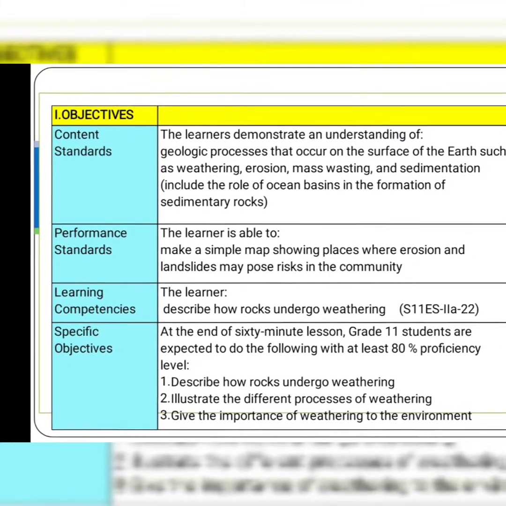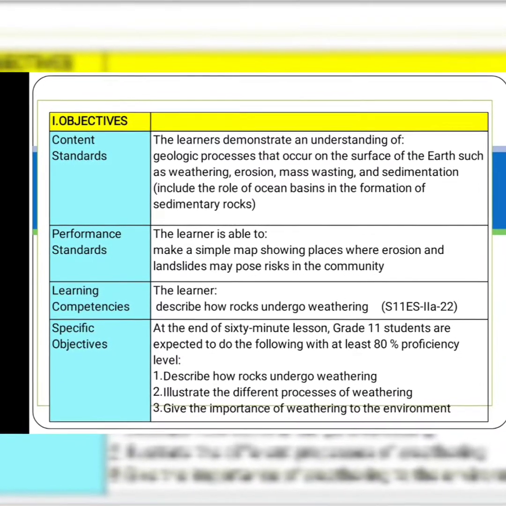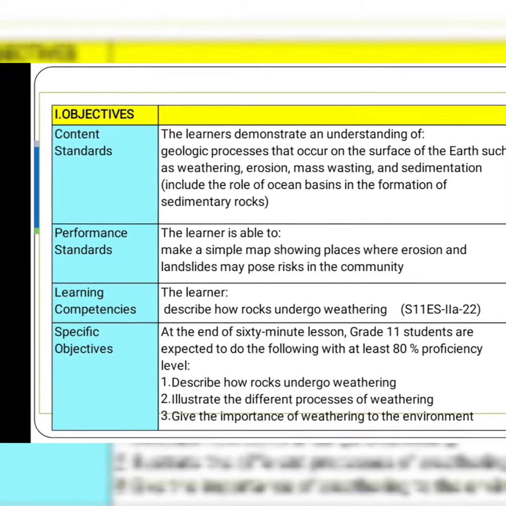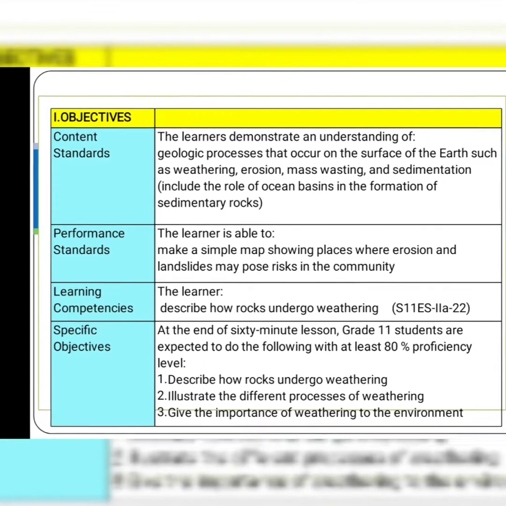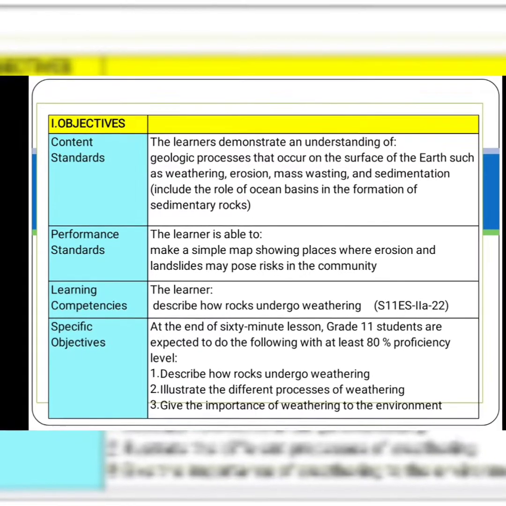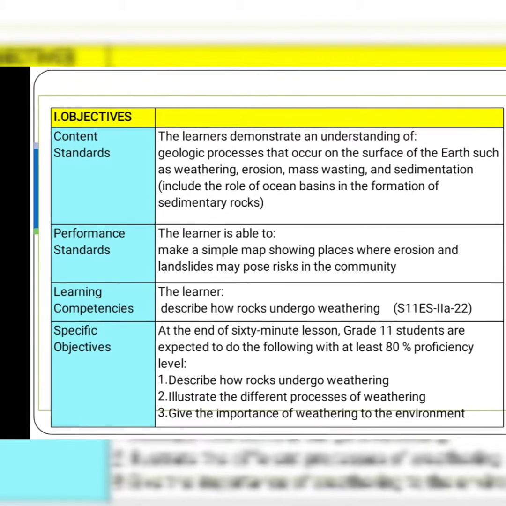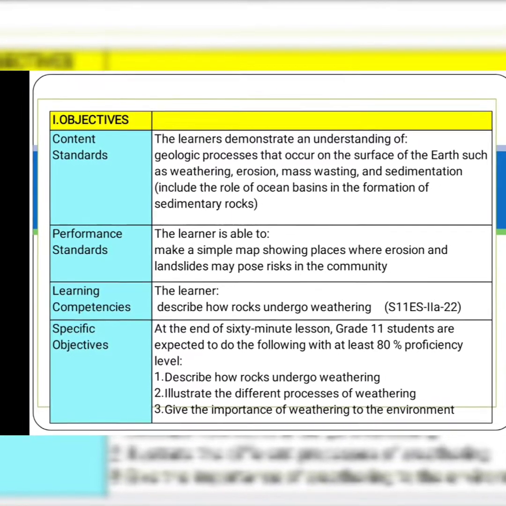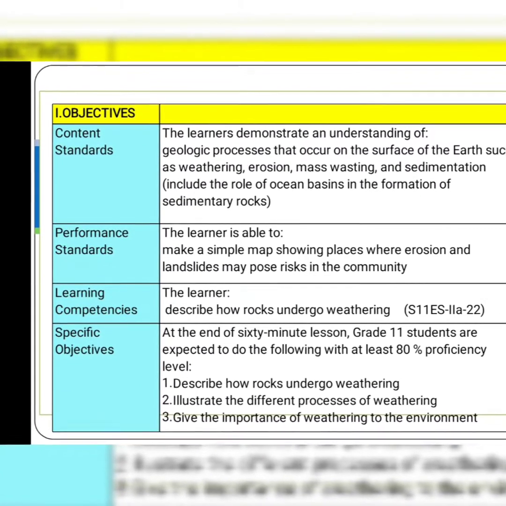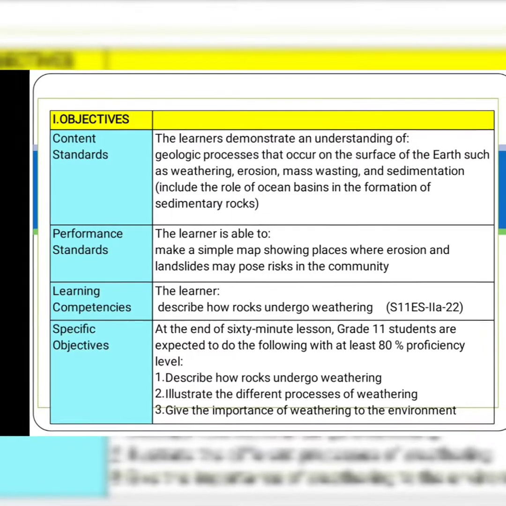Remember that each lesson is comprised of a 60-minute lesson. You have to identify what grade level and what is the proficiency level that you are expecting with your students. So like here, at the end of 60 minutes, that means this lesson is for 1 hour, and then the lesson is for grade 11 students, and then they should have at least 80% proficiency level.